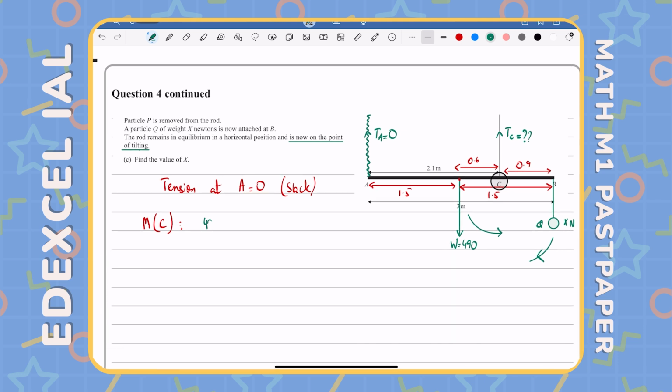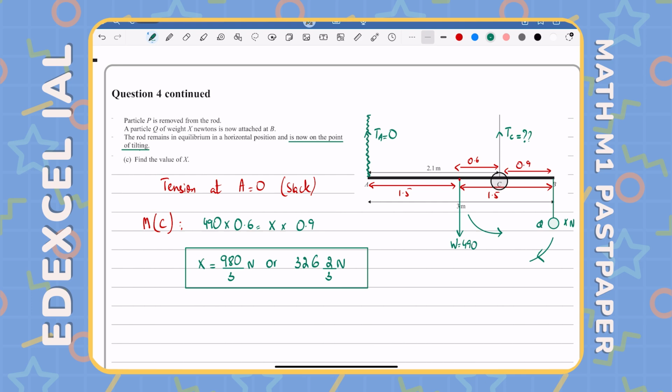Now 490 multiplied by the distance from C, that's 0.6, is equal to X multiplied by the distance, which is 0.9. So work out the value of X using your calculator. You will have 980 upon 3 newtons, which you can write as a mixed number, 326 whole 2 upon 3 newtons. And there you go. That's the answer to part C. And I hope it's clear to all of you.